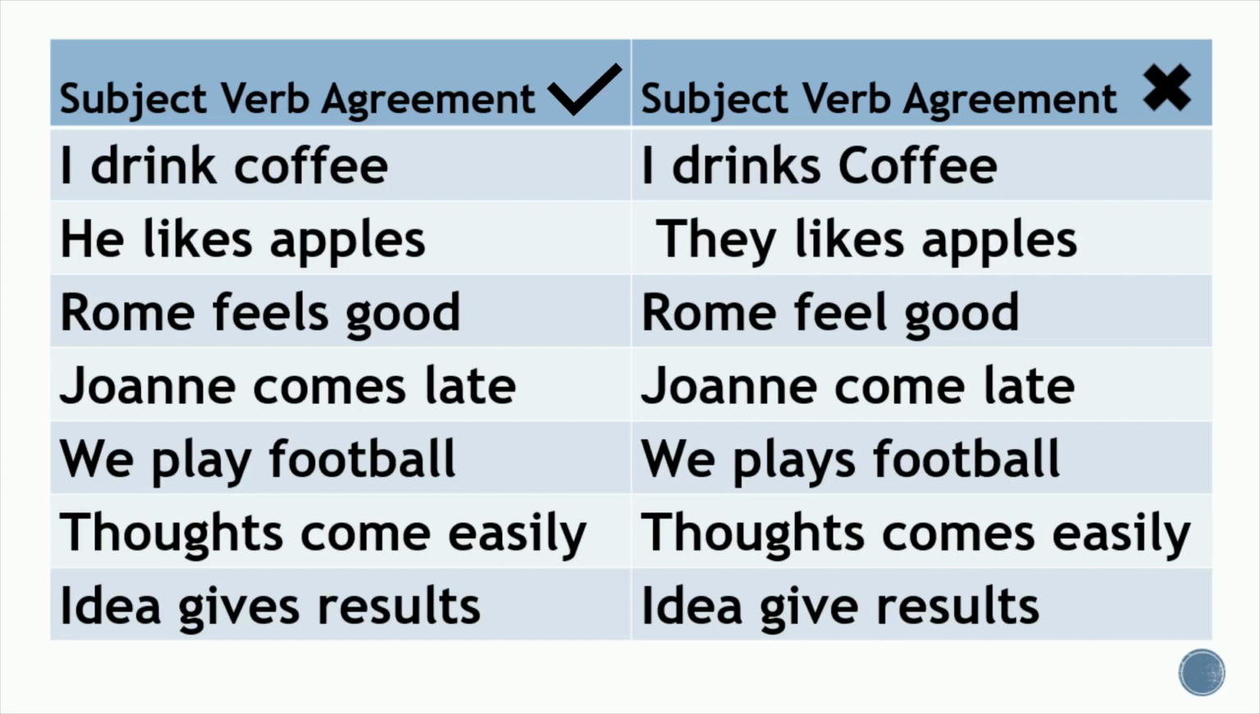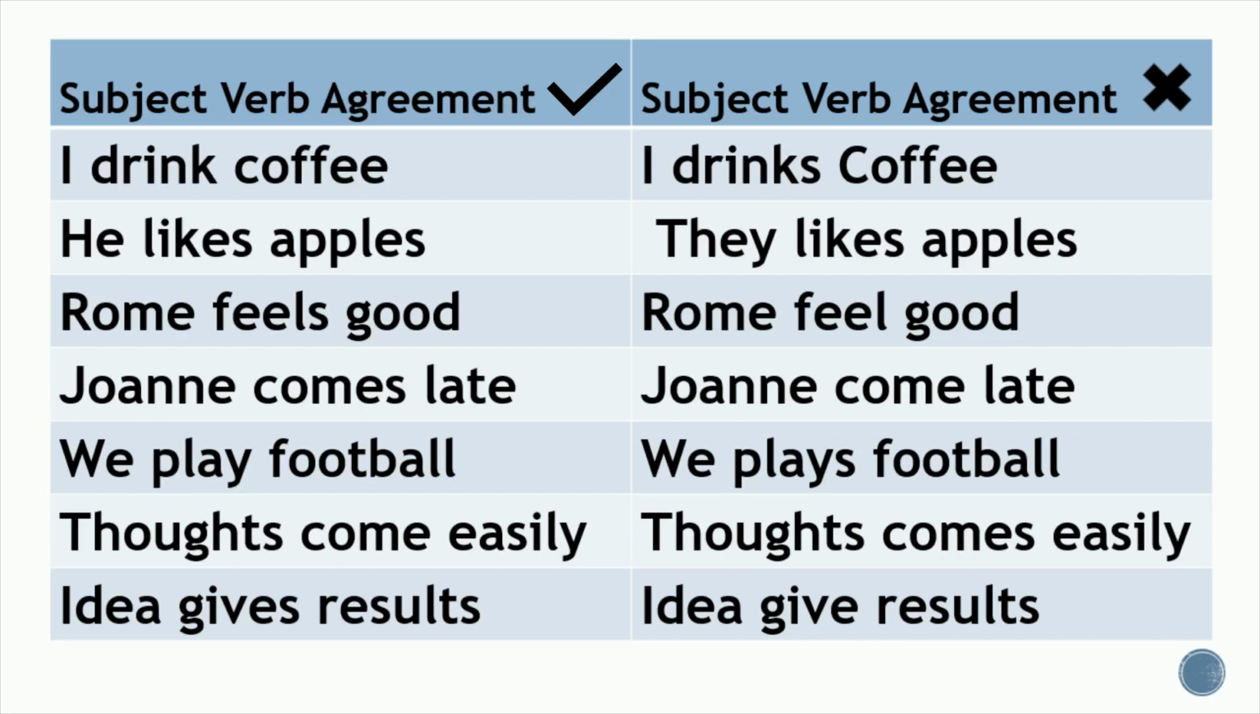Next sentence: Joanne comes late. Joanne, a third person singular subject, must take the structure verb plus s. So the subject Joanne and the verb comes agree with each other, and the sentence Joanne comes late is a right sentence. The same sentence in column 2 reads, Joanne come late. A third person singular subject has to take the structure verb plus s. So the subject Joanne and the verb come in this sentence do not agree with each other. So the sentence Joanne come late is a wrong sentence.